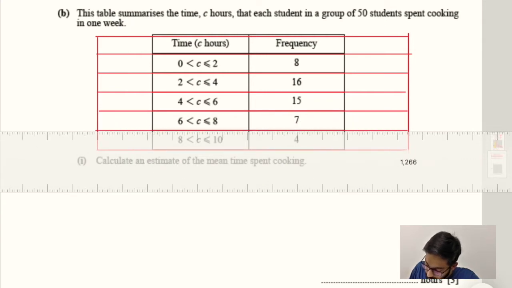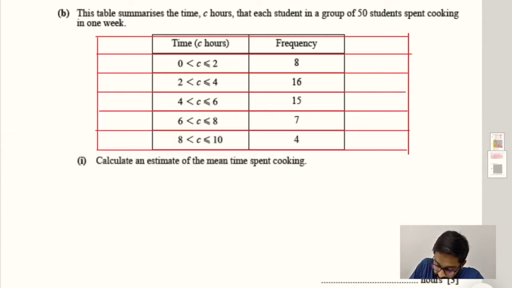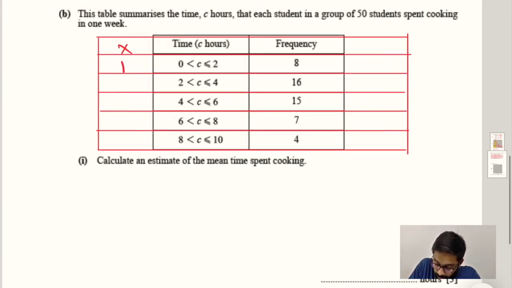Okay, so this is the middle value. Let's call it x. The middle value of the class interval for the first row is 1. For the second one, it is going to be 3. For the third one, it is going to be 5. For the fourth one, it is going to be 7. And the last one is going to be 9.